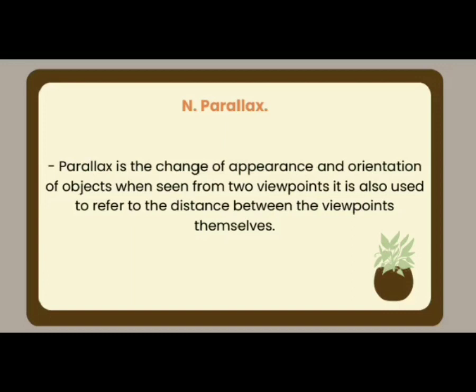So my explanation for that is parallax refers to the apparent shift or difference in the position or orientation of objects when viewed from two different viewpoints. This effect is commonly observed when an object appears to change its position against a background when viewed from different angles. The term can also be used to describe the distance between the viewpoints themselves, especially in the context of stereoscopic imaging or in the design of optical instruments like rangefinders and cameras.